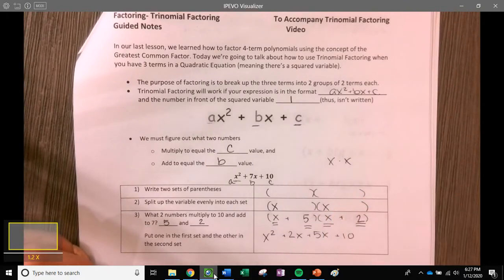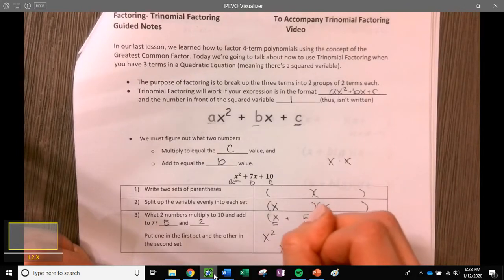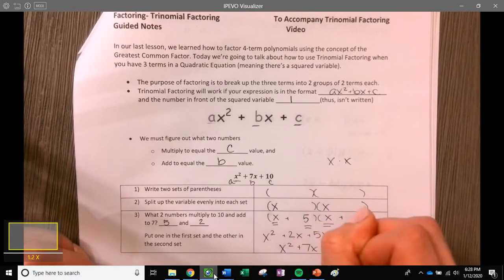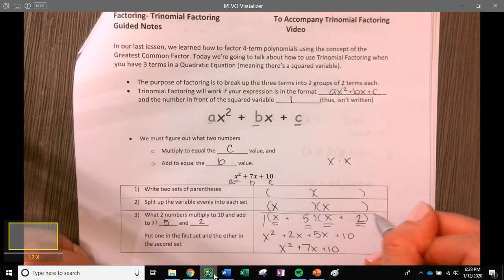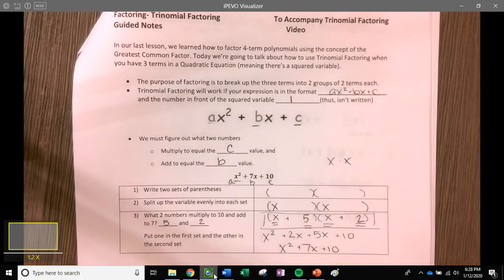x times x is x squared, 2 times x is 2x, 5 times x is 5x, 5 times 2 is 10. I can combine like terms, and wouldn't you know, I'm right back where I started. That means I have factored correctly. My answer is x plus 5 and x plus 2. Those are the two factors that I have to multiply together to get this expression.